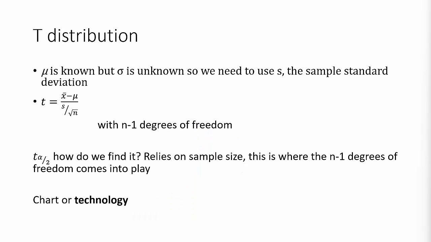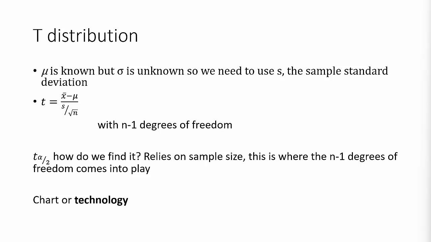Okay. So when we use the t-distribution, we know what the mean of the population is, but we don't know what the standard deviation is. So we need to use the sample standard deviation. And to calculate our t-score, we do the mean minus mu over the standard deviation over the square root of the sample size. And we talk about n-1 degrees of freedom.